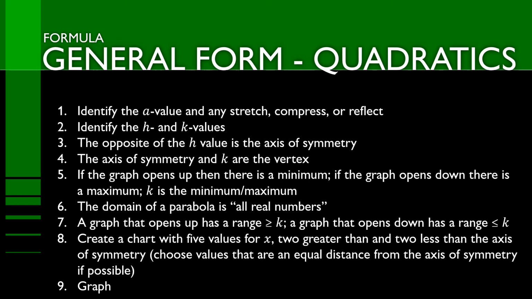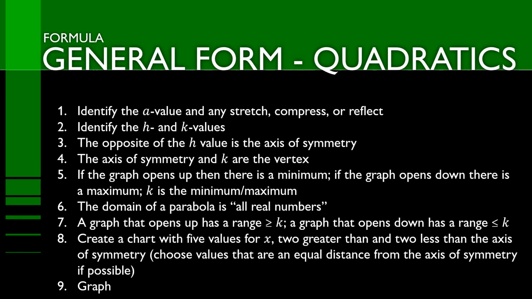The axis of symmetry and the k value combined together create the vertex. If the graph opens up, there's a minimum. If the graph opens down, there's a maximum. And remember that k is always going to be the minimum or maximum value. The domain of any parabola that we do in here is going to always be all real numbers. And then a graph that opens up has a range of greater than or equal to k. A graph that opens down has a range of less than or equal to k.